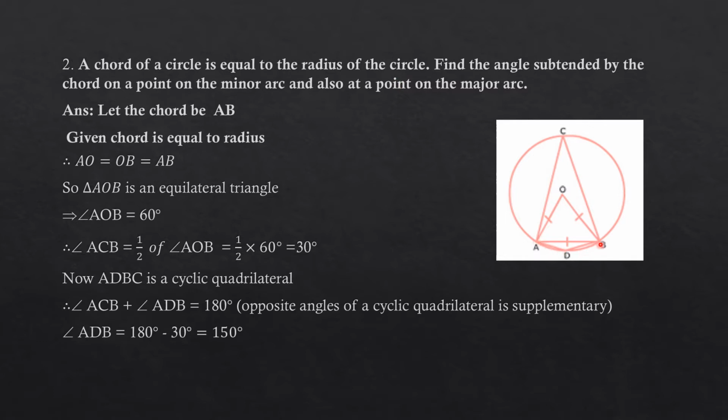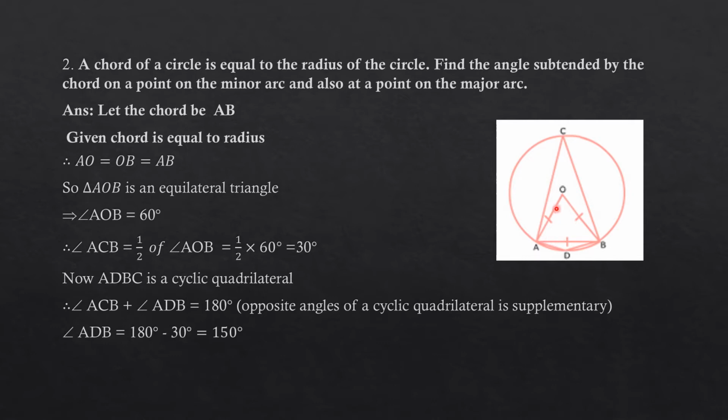Taking AB as the minor arc, we want to find the angle subtended by the chord AB on the minor arc. Let us take the point D. We want to find angle ADB, and ACB is the major arc subtended by the chord AB, and we want to find angle ACB. Since we are given OA is equal to OB equal to AB, triangle AOB is an equilateral triangle. All the angles of an equilateral triangle are equal. Therefore, we can write angle AOB equal to 60 degree.